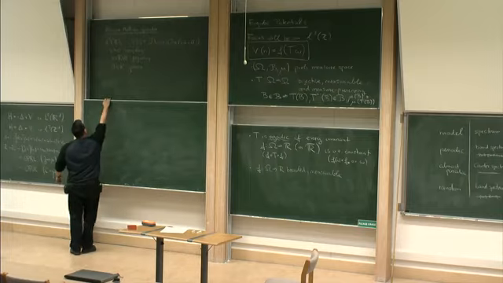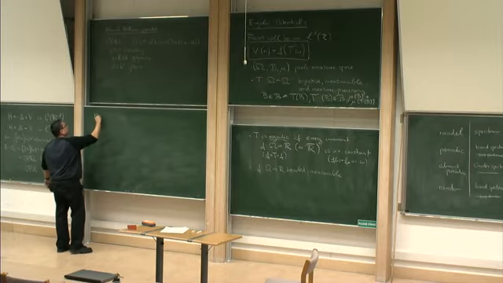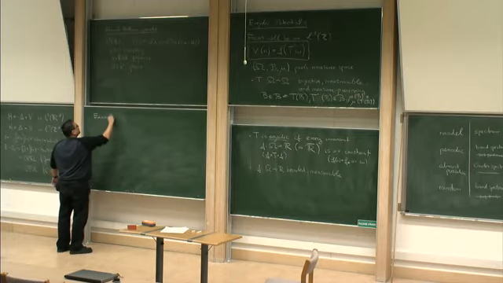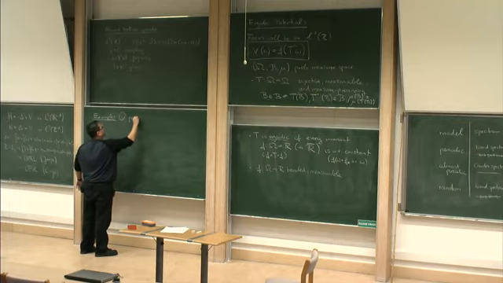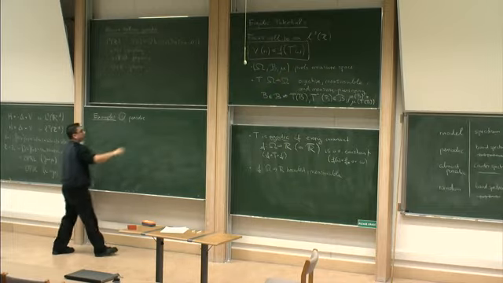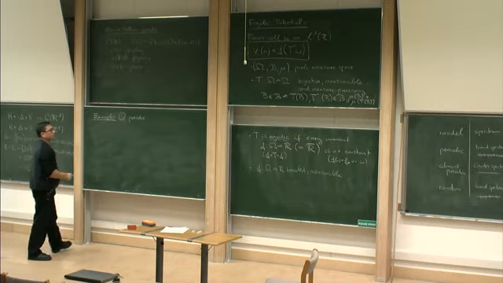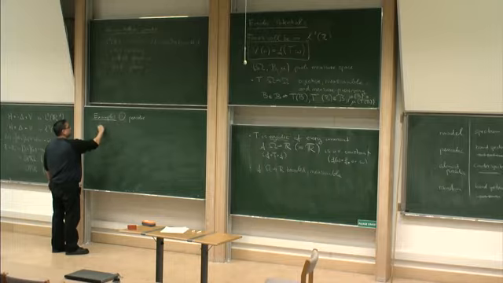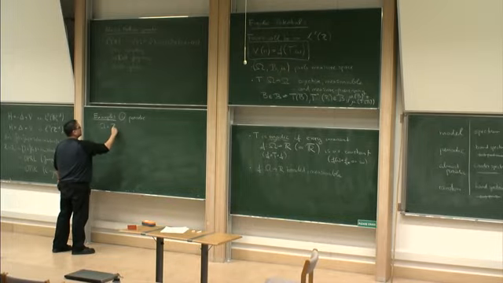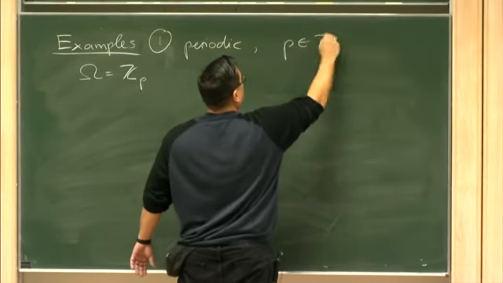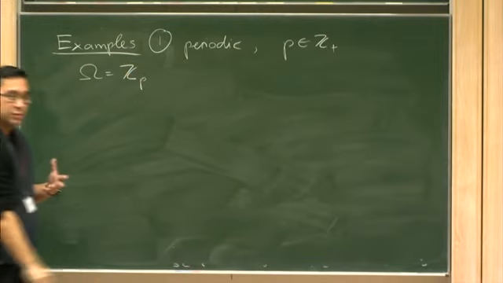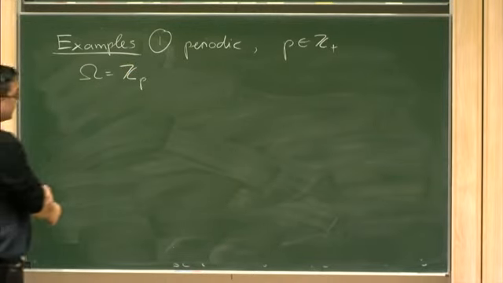Okay. So examples. Of course I want to recover the three main examples. So for periodic, how do I realize periodic sequences? Omega I just take to be Z_p. Here p is a positive integer. That's supposed to be the period of my potentials.